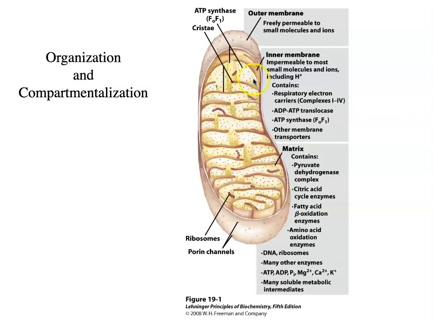And then inside is the matrix that contains all the enzymes involved in the citric acid cycle, beta oxidation, amino acid oxidation, many other metabolites, some DNA and ribosomes, etc. So that's the structure in general of the mitochondria.